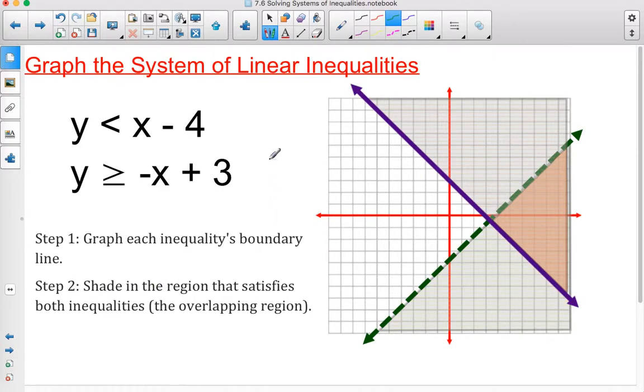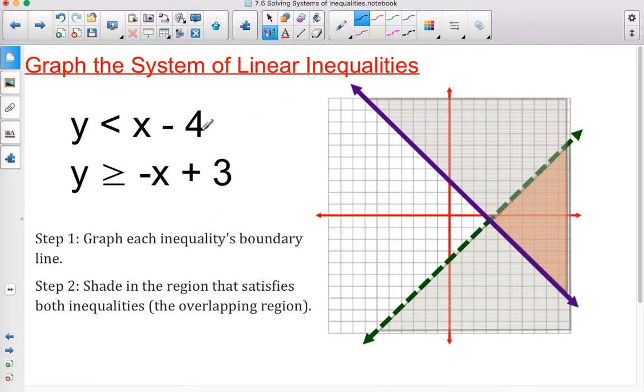We're going to try another one. If I were to graph y is less than x minus 4 and y is greater than or equal to negative 1x plus 3, here are my following steps. And the steps are already written in your notes. Step 1 is graph each inequality's boundary line. And that's already done for us.